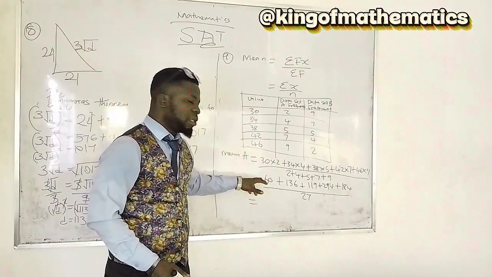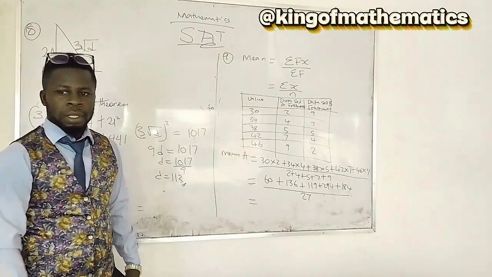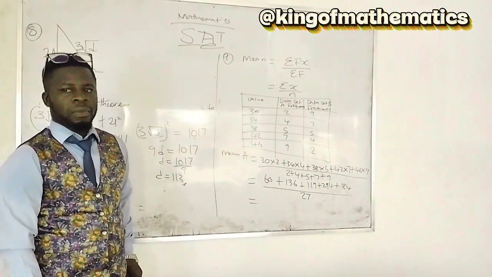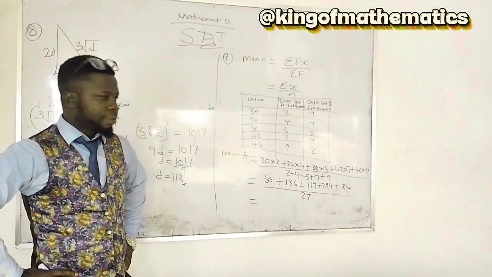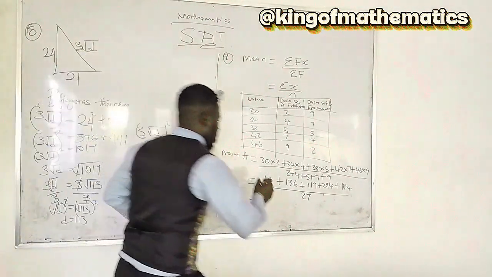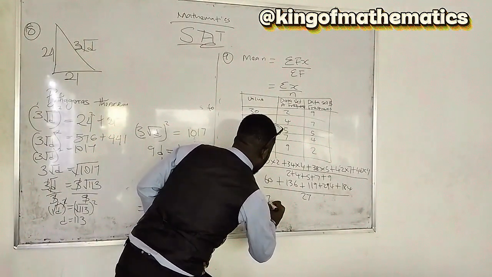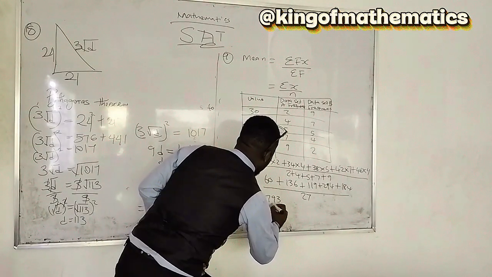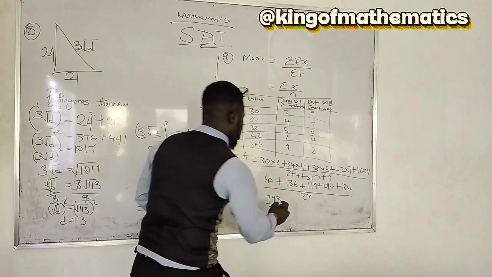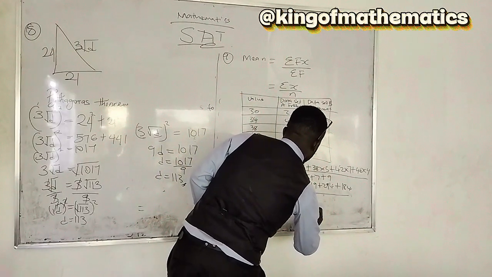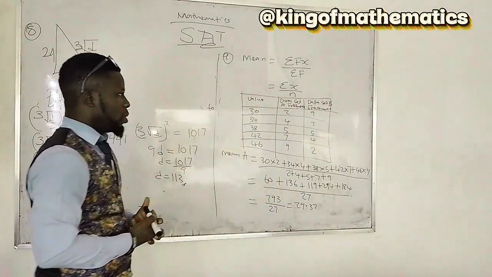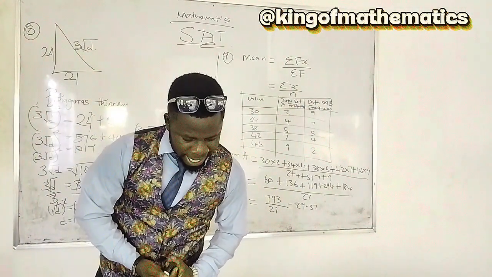No, let me have the sum of this first. 60 plus 136 plus 190 plus 294 plus 184 is equal to 793... 793, then divided by 27. That gives 29.37. Okay, so that's data A.